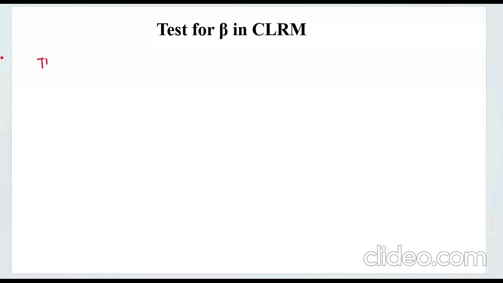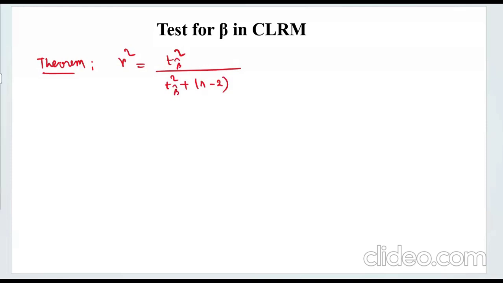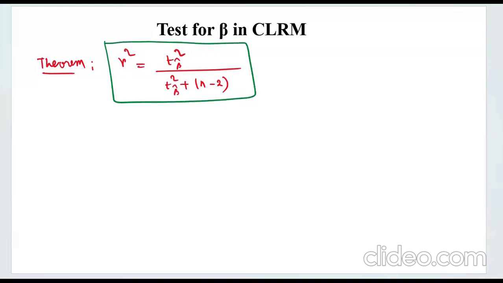We can derive this in the form of a theorem. Let me derive it for you. The theorem says that R square will be exactly equal to T square upon T square plus n minus 2. So this is a thumb rule where this T corresponds to T of beta cap. Please remember this T is in the form of beta cap. Let us prove this, and then we will simply use this right hand side in order to find out this R square. So let me do that. Proof of this.